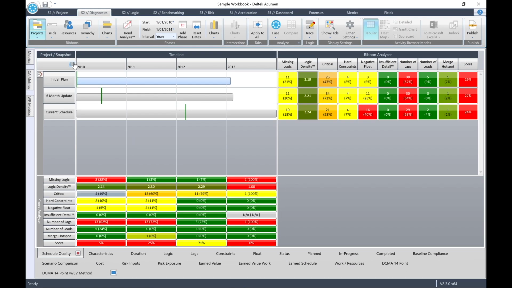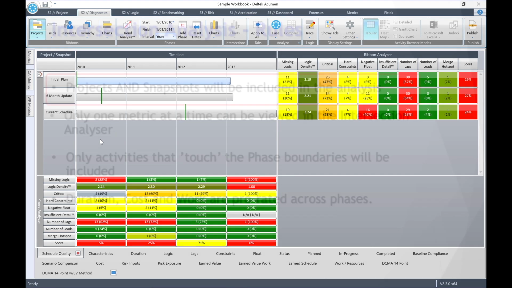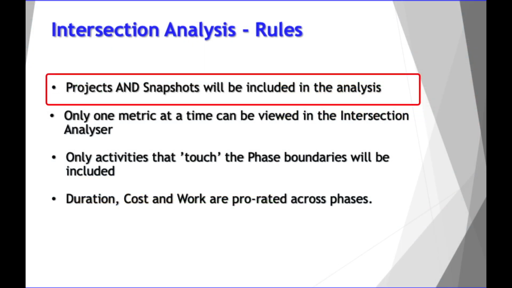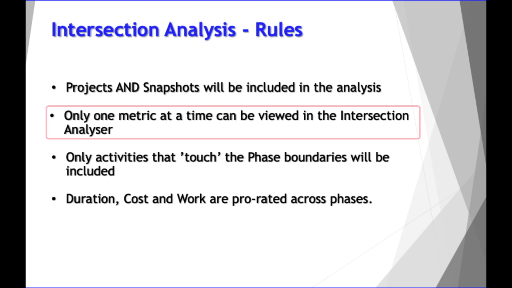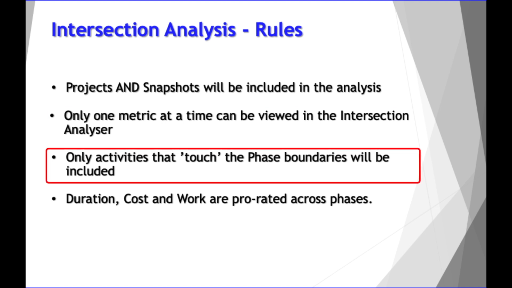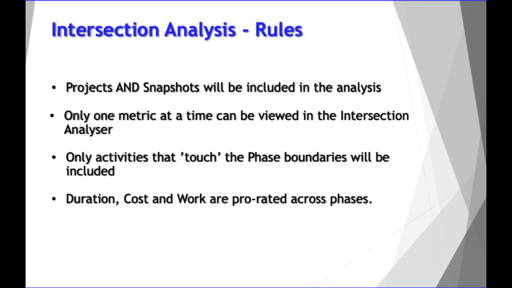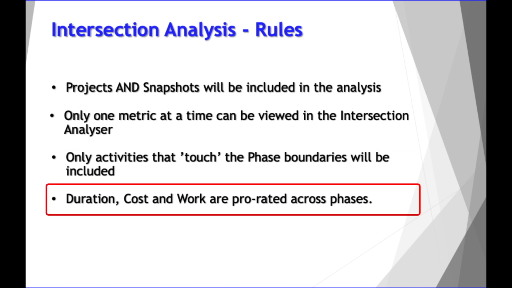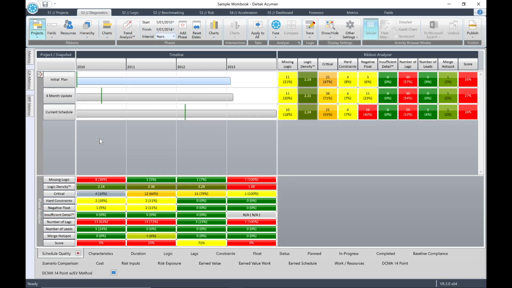Now, as with ribbon and phase analysis, there are specific rules that apply. Projects and snapshots will be included in the analysis. Only one metric at a time can be viewed in the intersection analyzer. Only activities that touch the phase boundaries are included. Duration, cost and work are prorated across the panes. Let's run through a simple example of intersection analysis.